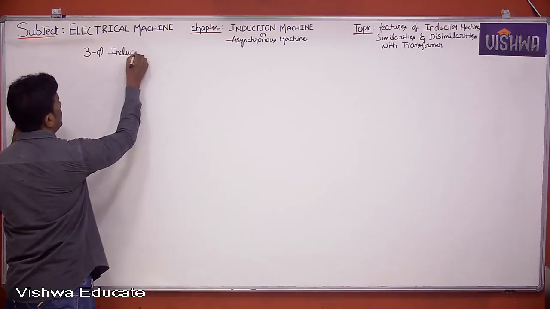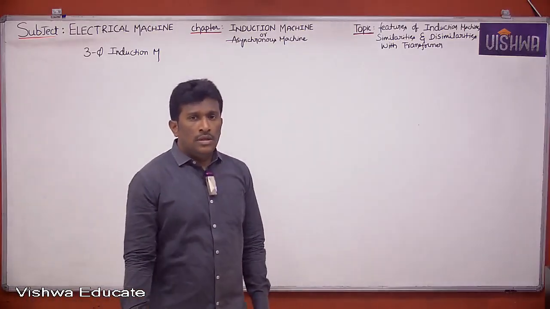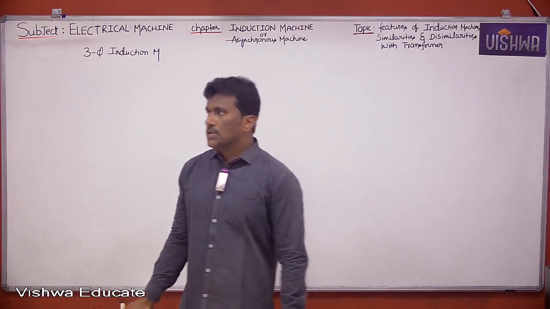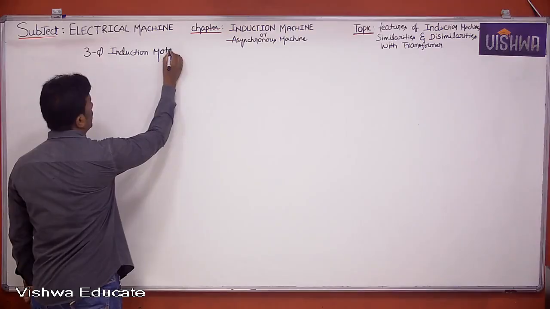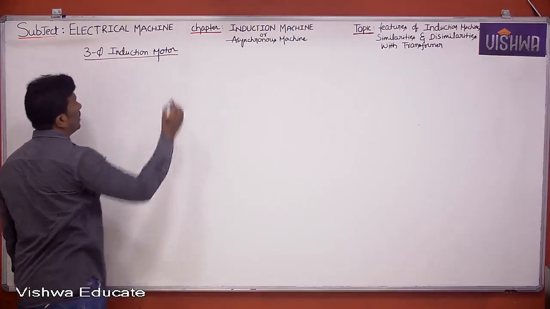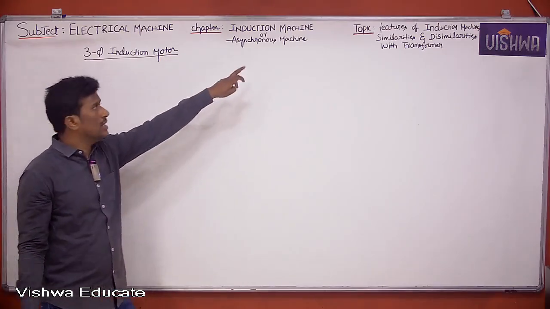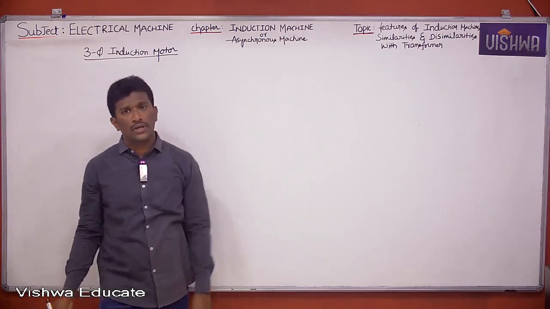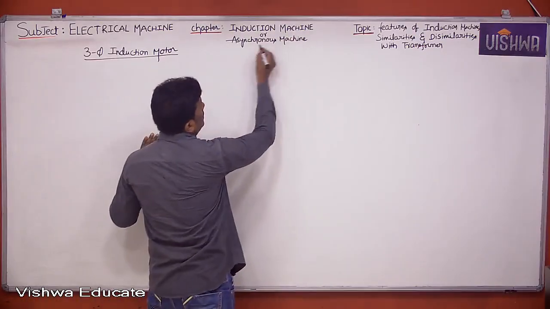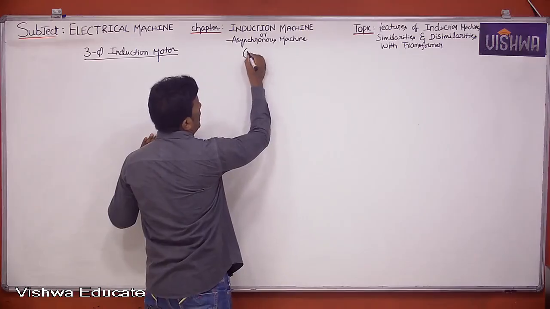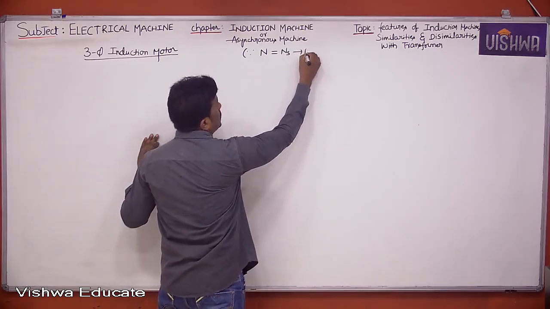In this, the induction motor topic is very important for us. Let me write three-phase induction motor. Induction motor can also be called an asynchronous motor, or I can say induction machine can also be called an asynchronous machine. The reason is that at n equal to ns, there is no operation.